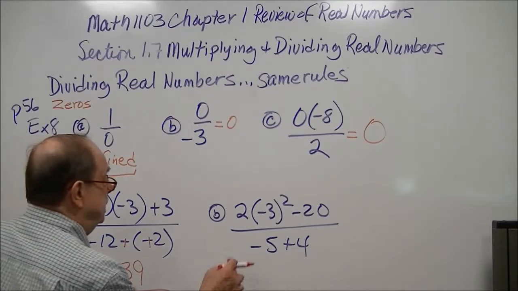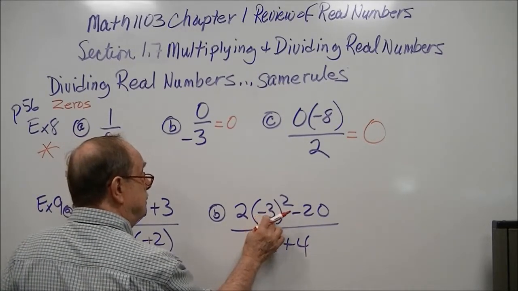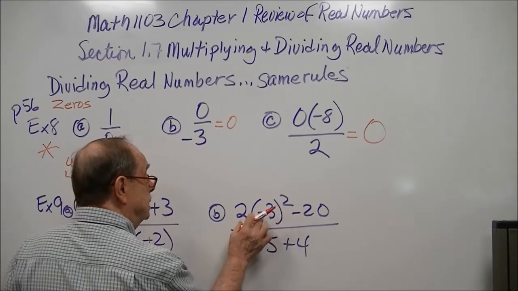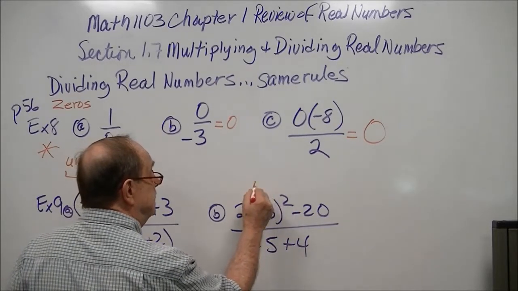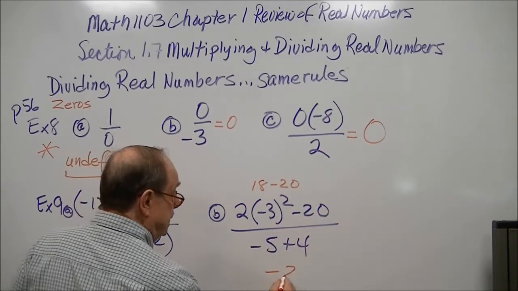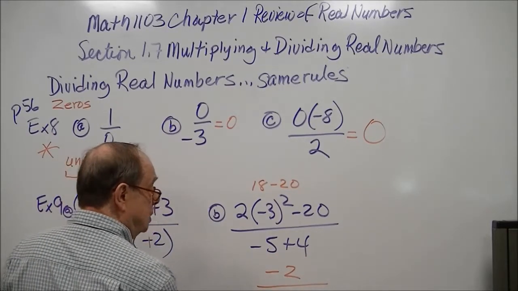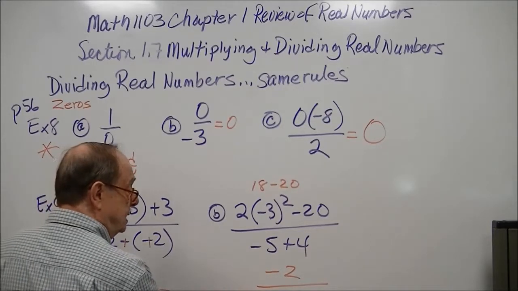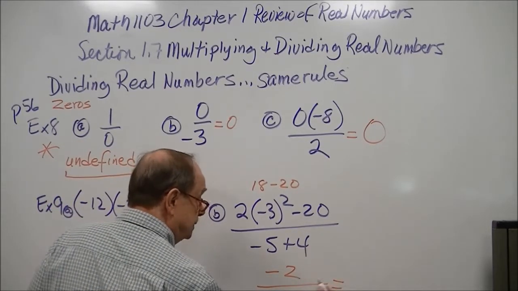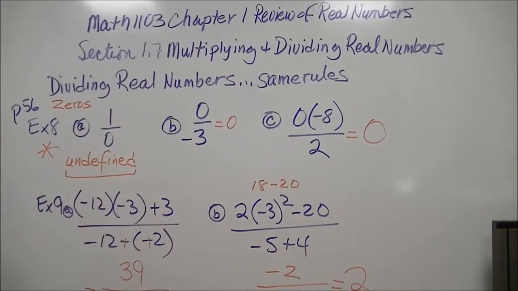All right, in letter B, we are going to square this. A negative 3 times negative 3 gives you a positive 9. 2 times 9 is 18. Minus 20 on top will give us a negative 2. Adding these together gives us a negative 1. Negative divided by a negative just gives us a positive 2. We don't write the 1. But remember, every whole number has a 1 underneath it. We just don't write it.